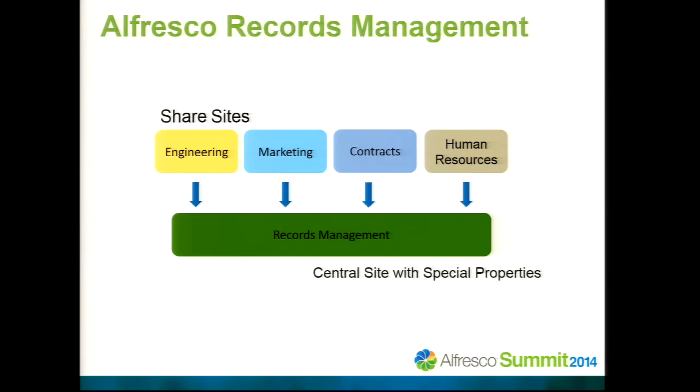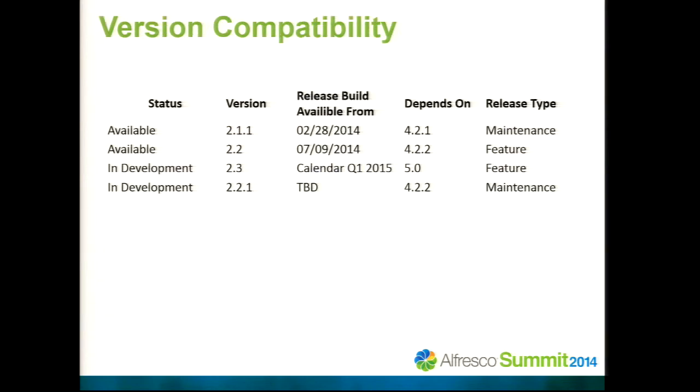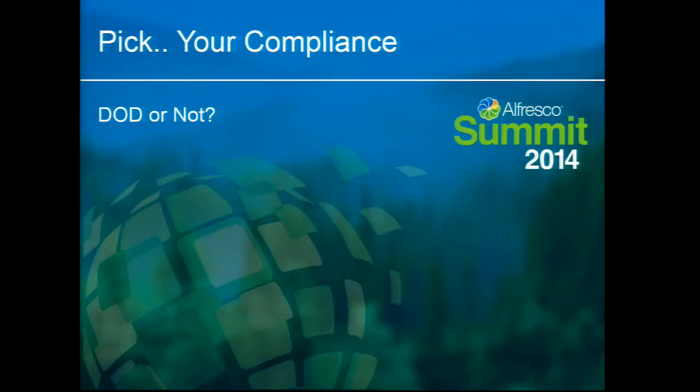So in terms of version compatibility, you need to be pretty careful about what you are using and what you match to, because there are version dependencies on the Share version and the records management version, and that's because there are some interactions between records management and Share. So here's a list. You can reference that later. Just be careful if you're setting up a new install.